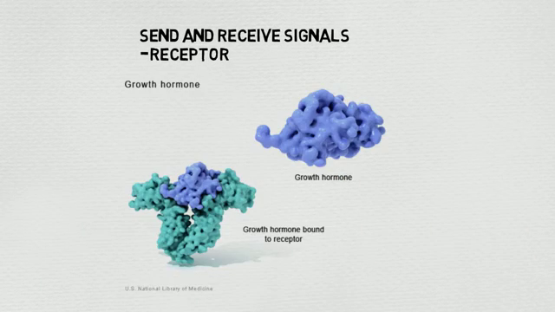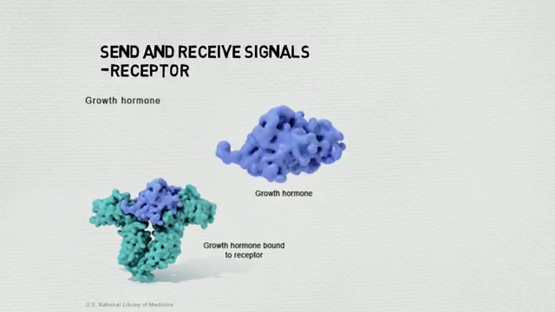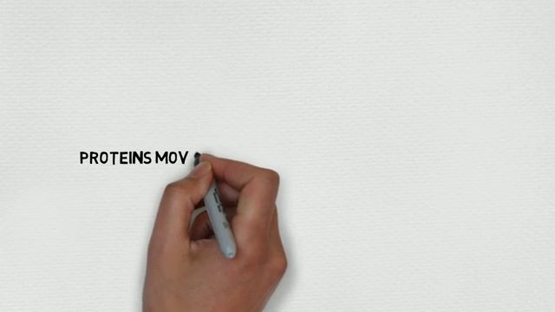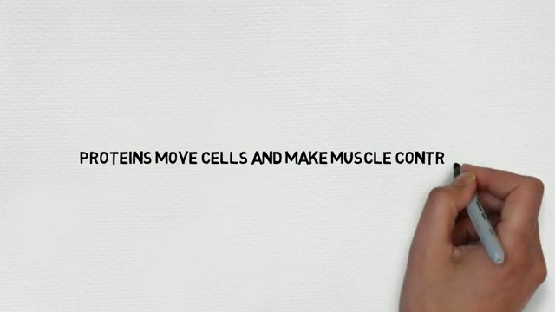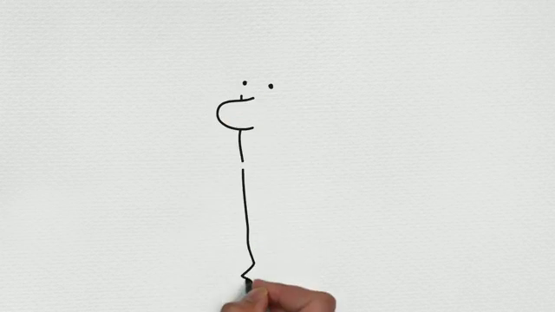Also, we have proteins that send and receive signals. So receptors respond to chemical stimuli outside the cell. Also, proteins are responsible for the movement of all cells throughout the body, and this helps muscles contract.